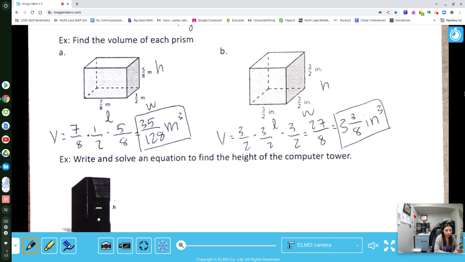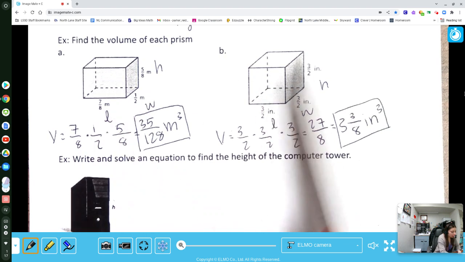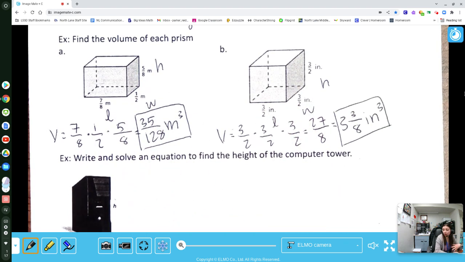So that's how we find volume of a rectangular prism, length times width times height, label it in units cubed. Another way to remember to label this in units cubed is that volume is the space inside something, right? It's how much stuff we could fit on the inside of each of these, how much we could fill them with. So think about filling these with little cubes. How many cubes fit inside? That's why we label it in units cubed.